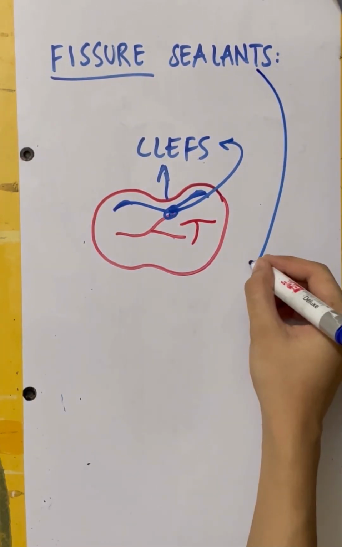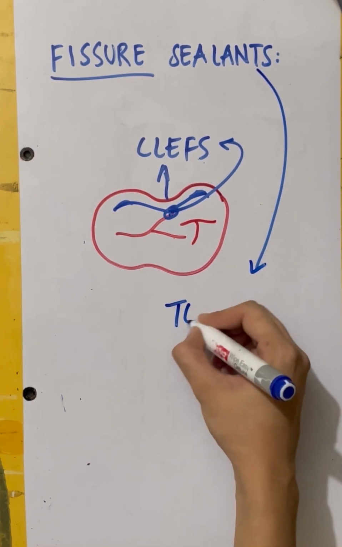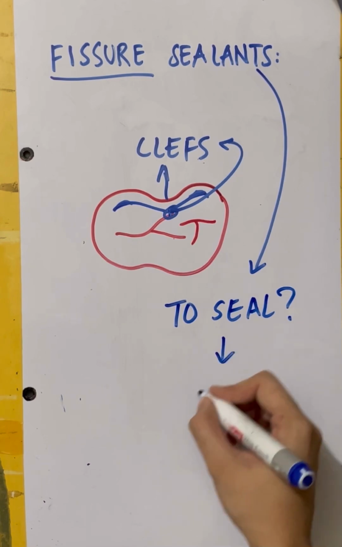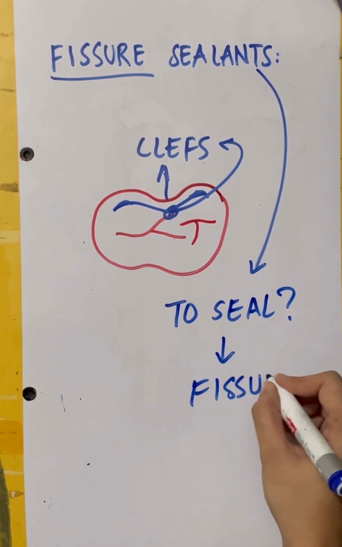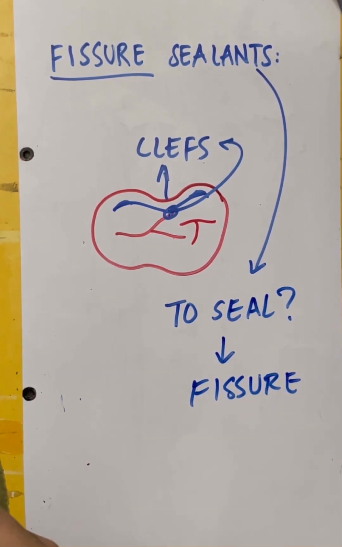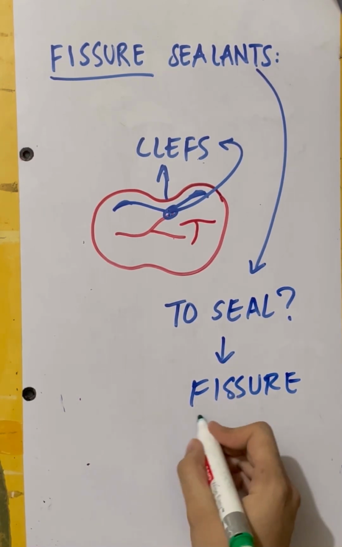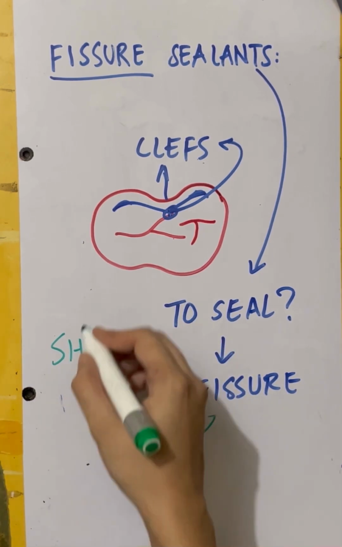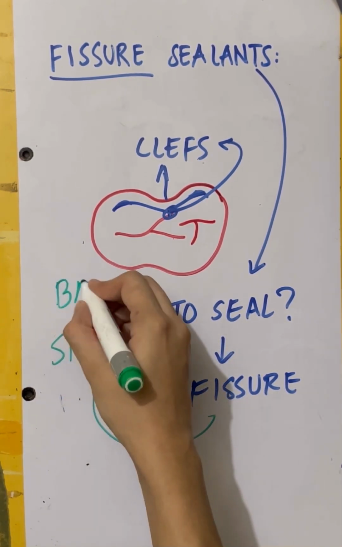And what are sealants? The name suggests to seal. And what are we sealing? We are sealing these fissures. Why are we sealing these fissures? Because these fissures provide shelter. To whom? To bacteria, resulting in caries.